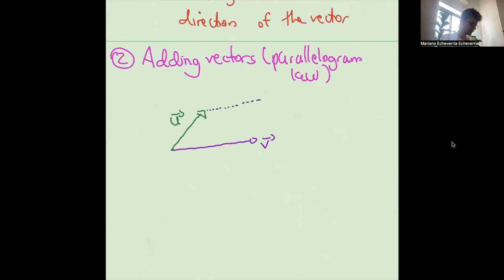So essentially, the point is that you can think of making clones of each vector. You make a clone of the vector v, and you make a clone of the vector u in such a way that you end up forming a parallelogram like you see here. And then the vector u plus v, you just take that to be the diagonal that you see here.